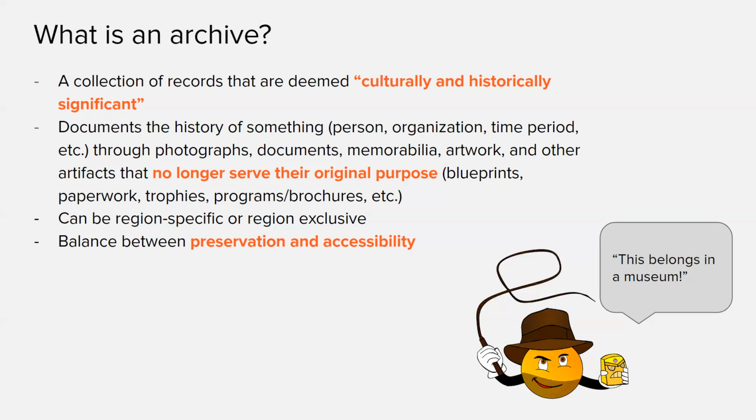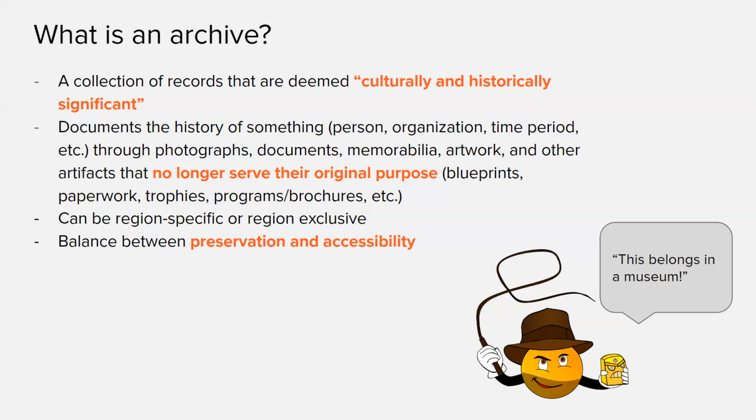A lot of things that no longer serve original purposes that can be found in archives include blueprints and paperwork and trophies and event programs. A lot of those things are time sensitive. So if there's a program for, let's say, a commencement that happened a couple years ago, that program already happened. So the brochure that's connected to that event is no longer serving its original purpose.